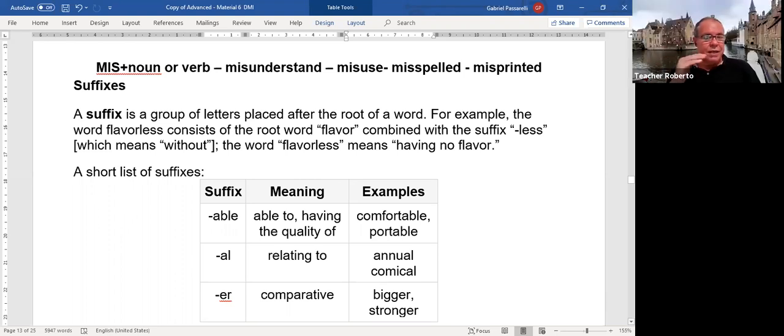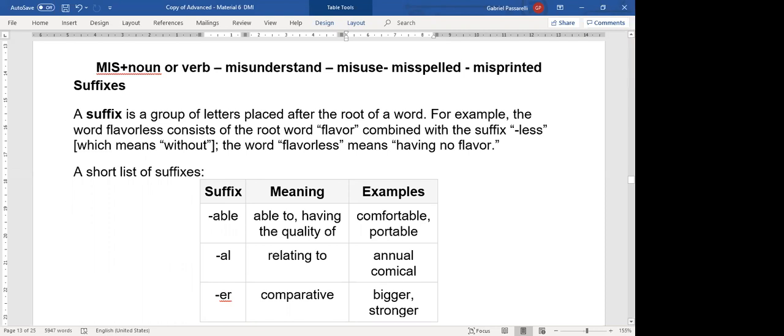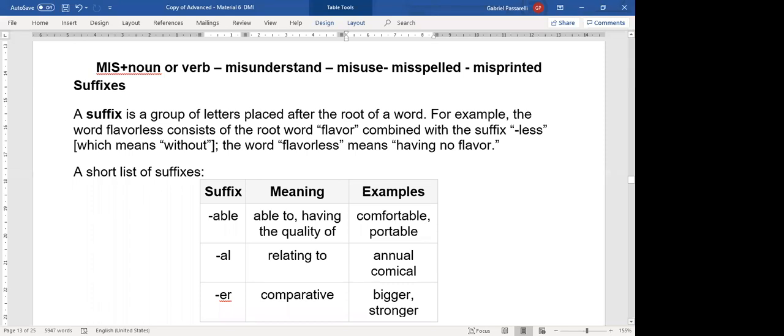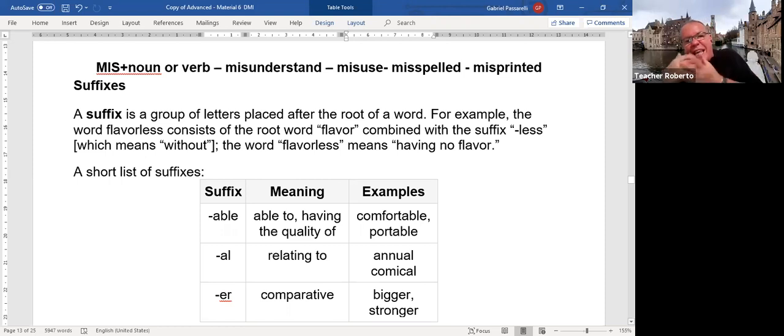The first one is able. Able means having the quality of. Like portable means it gives you the quality of being portable, that you can transport it. Comfortable offers you what? Comfort. Okay, that's the idea. Something that you can eat is edible. That means it's possible to be eaten.